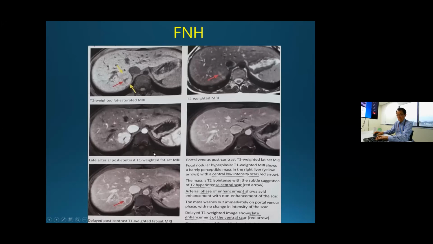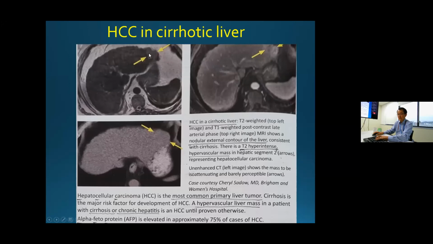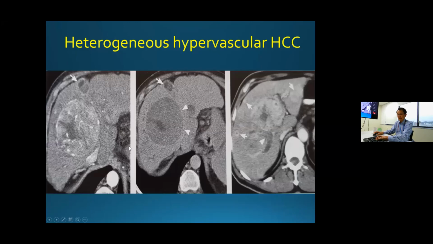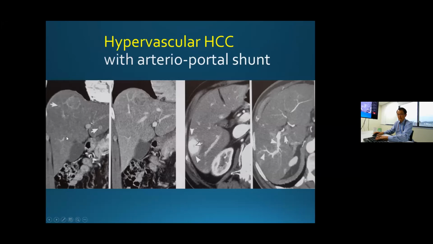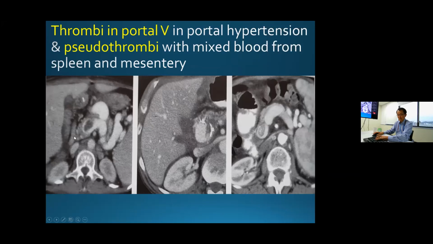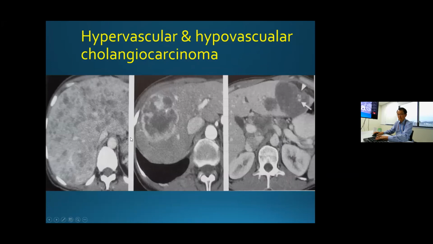Hepatoma has variable contrast enhancement. Because of heterogeneity, if it is large, you always have central necrosis. It is hypervascular, but sometimes hypovascular, and there can also be venous thrombosis, portal vein thrombosis. Cholangiocarcinoma is another one, with multiple nodular enhancement.